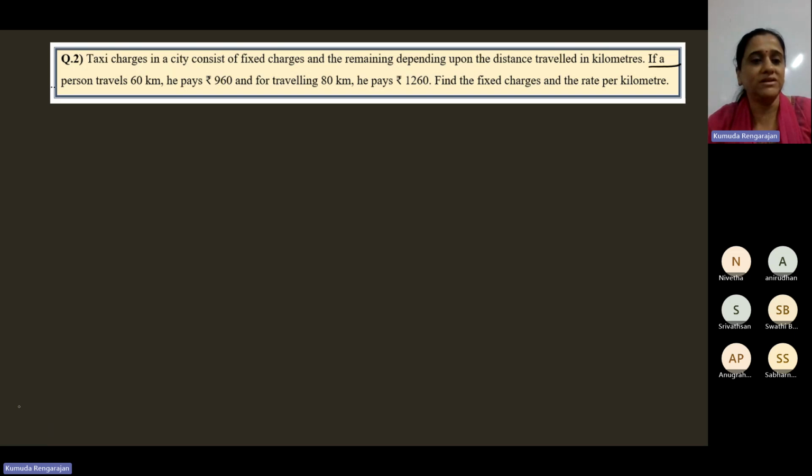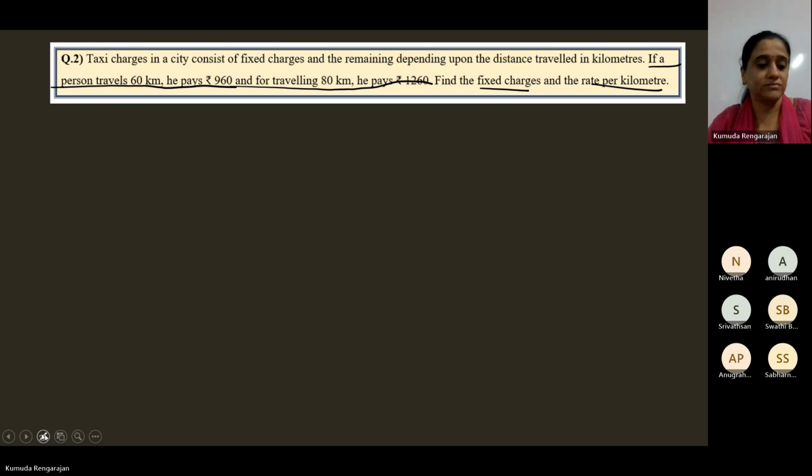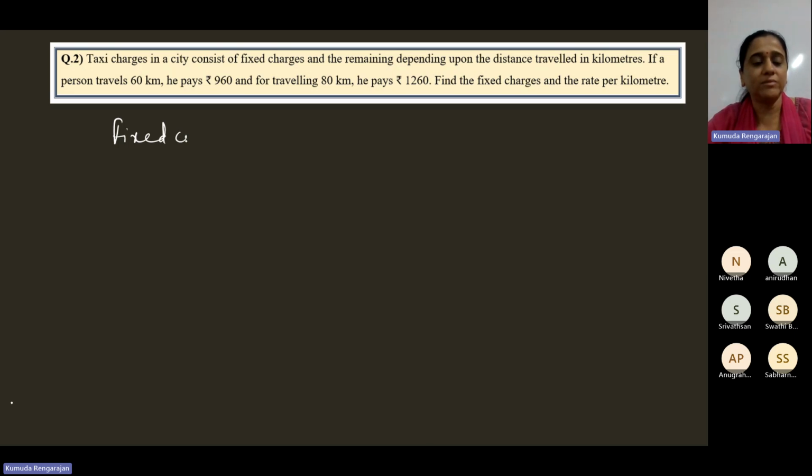If a person travels 60 kilometers, he pays rupees 960. And for traveling 80 kilometers, he pays 1260. Find the fixed charge and the rate per kilometer. So it's like the fixed cost and variable cost. The variable cost varies. Why does the variable cost vary? Because it depends on the distance you cover. That's why it's called a variable cost.